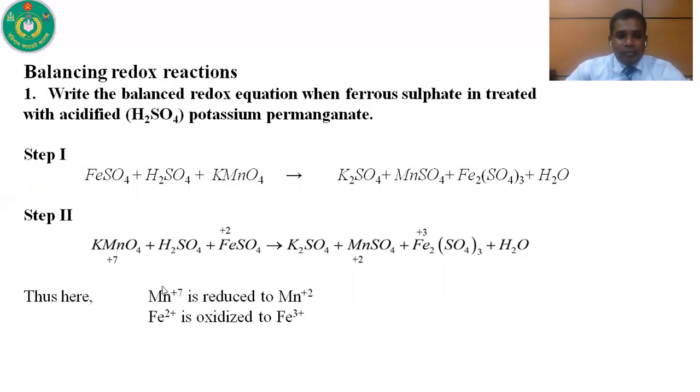Here you can say that manganese 7 plus is converted into manganese 2 plus. That means it accepts 5 electrons. As it accepts 5 electrons, this is a reduction reaction. And in the case of Fe2 plus, it forms Fe3 plus. When it forms Fe3 plus, it donates 1 electron.